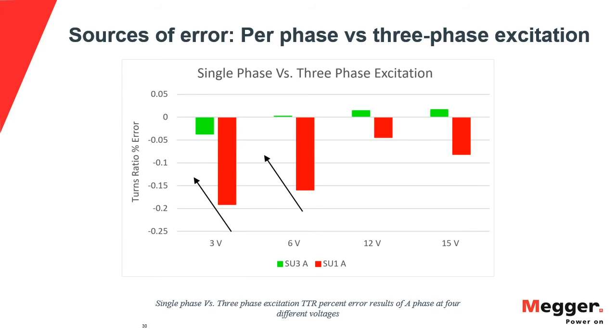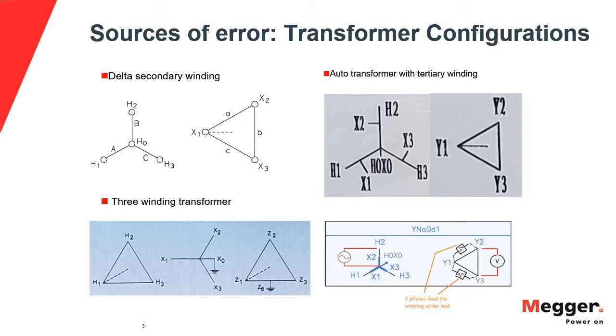One more example. In this case, when we did single-phase excitation, all of our readings were on the negative side, and we also used different voltages: 3 volts, 6, 12, and 15. When switching to three-phase using the same voltages, we had consistently lower percentage errors. So the value that we were measuring was closer to the one we calculated from the nameplate ratings of those two windings. And the final source of error is transformer configuration.